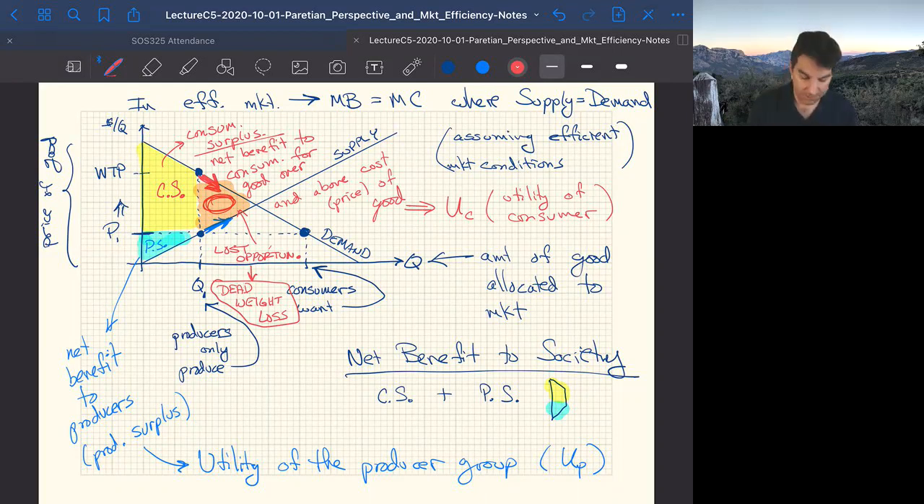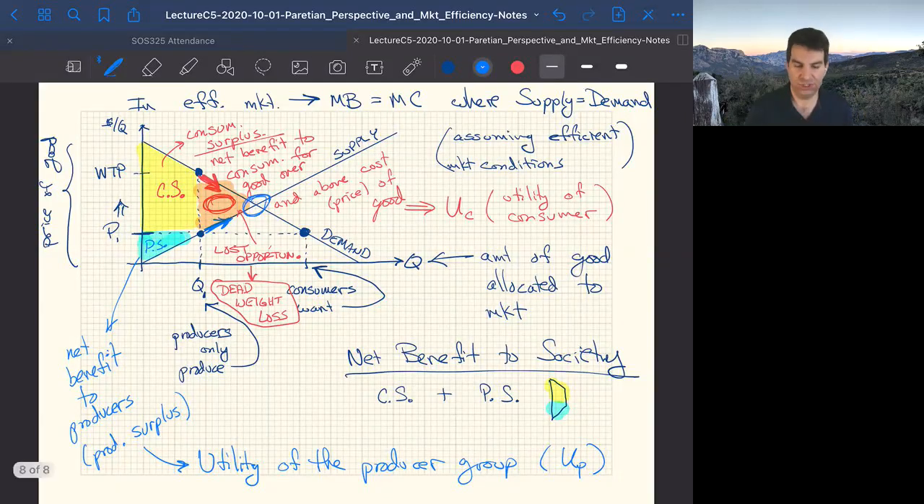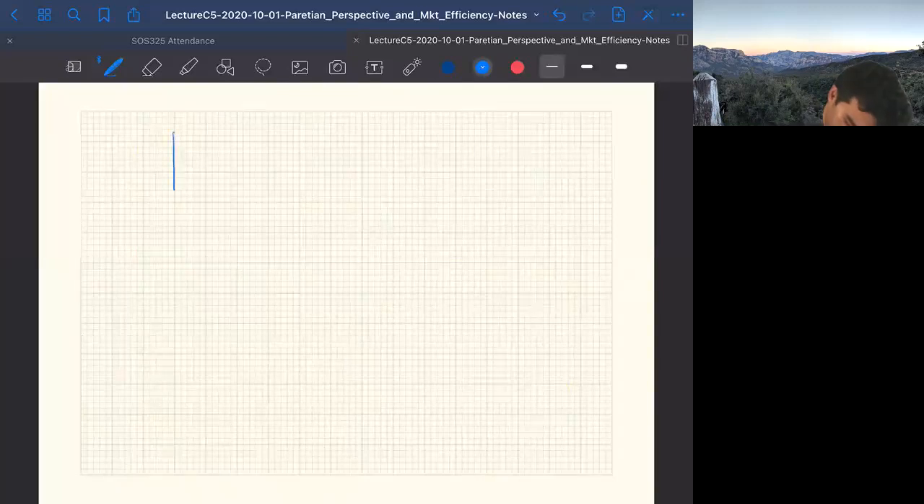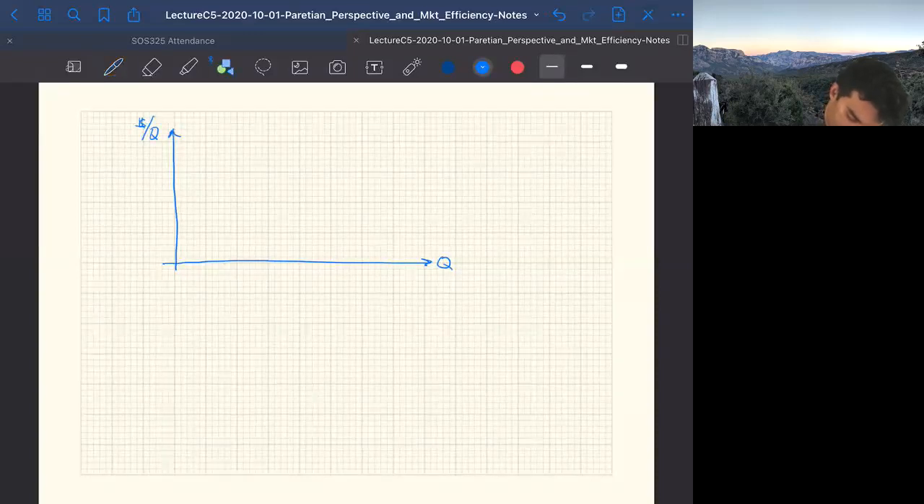All right, so I hope you can see that ideally where we would like to be is at this point in the center here. That magic point, which I can shift to the next page here. So again, I've got my quantity, my dollars per quantity. I've got my demand curve and I've got my supply curve. That's supply, that's demand.